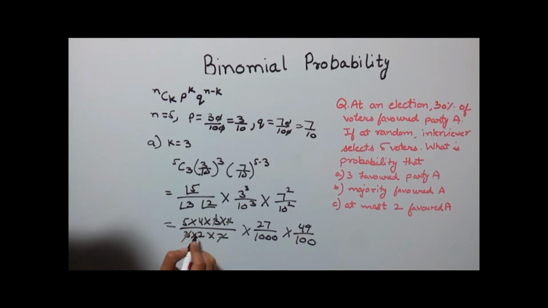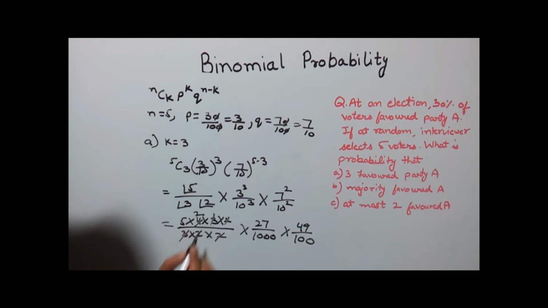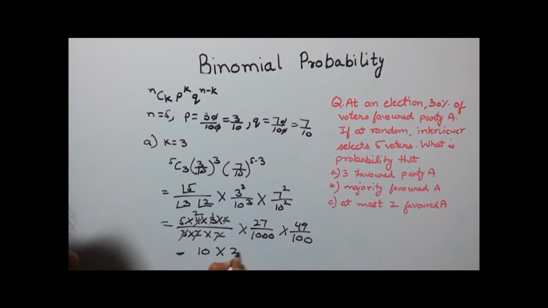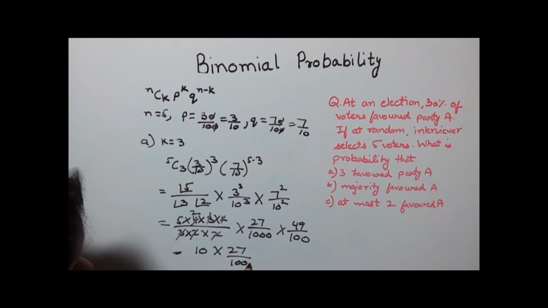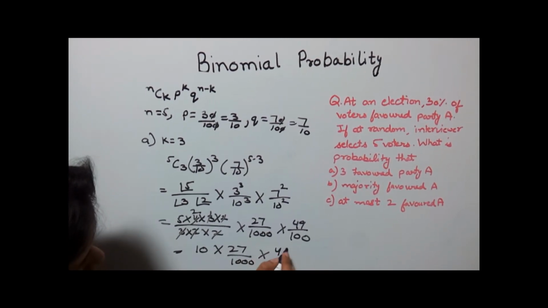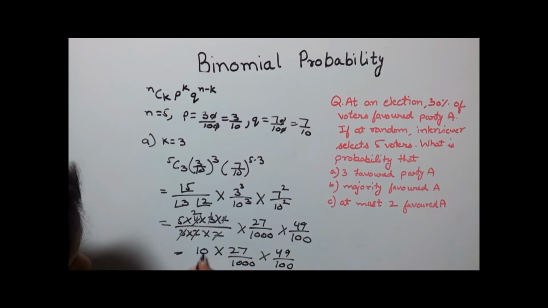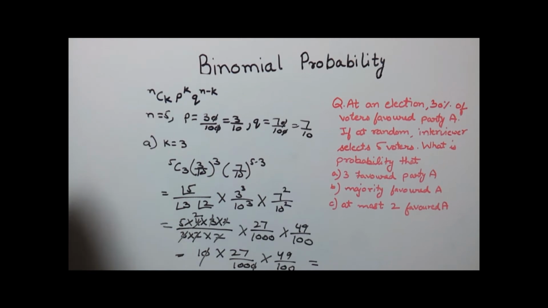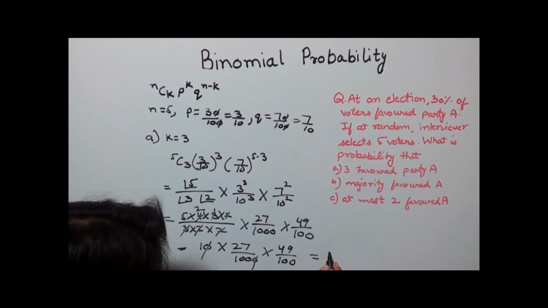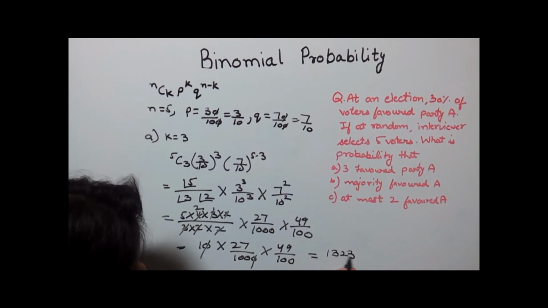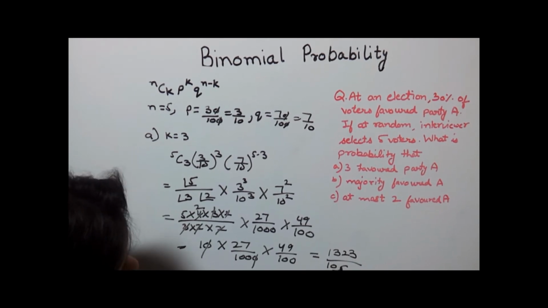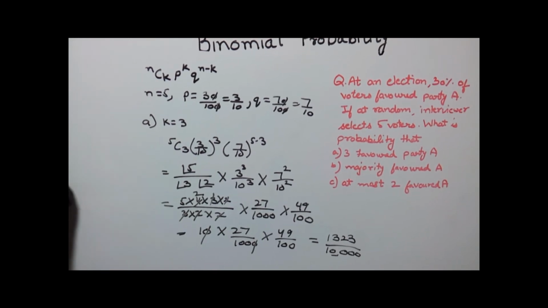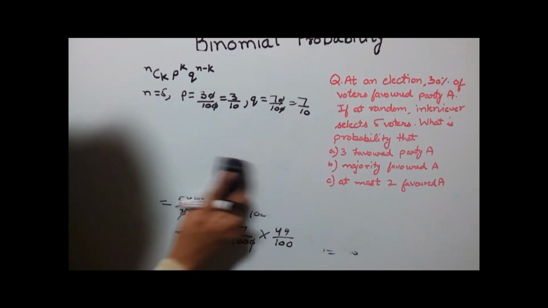2 cancels 2, 3 divided by 3, 2 into 2 gives 4. We get 5 into 2, 10, into 27 divided by 1000 into 49 by 100. Cancel it, and 27 into 49 gives us 1323 divided by 10,000 as the answer. Now, let's move to the second part.